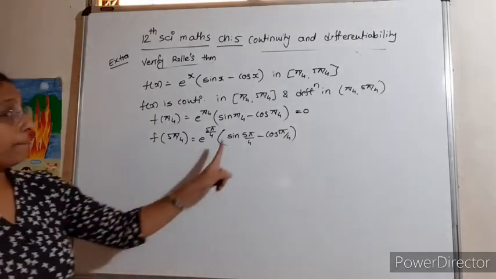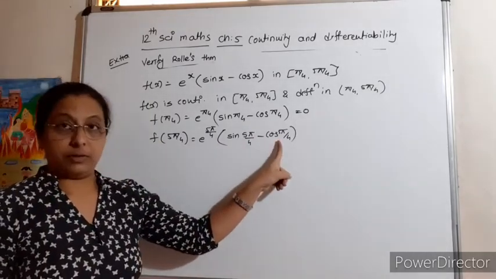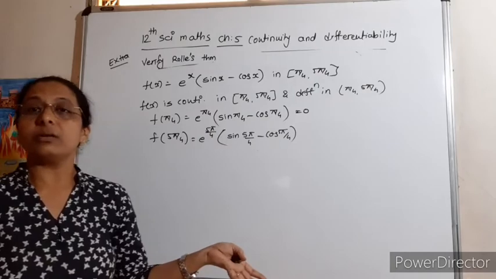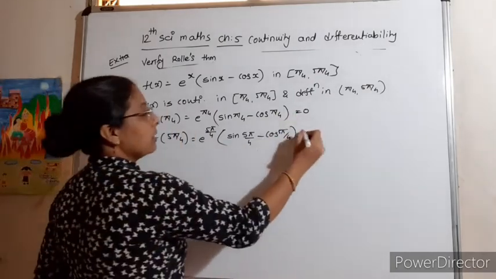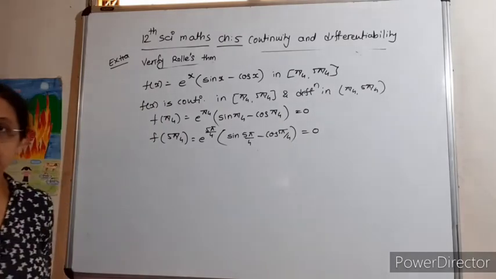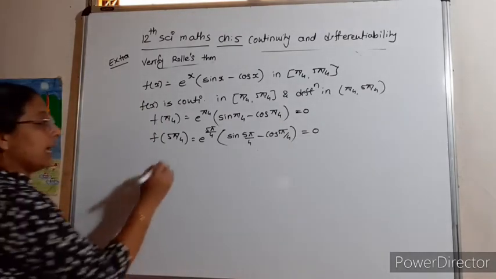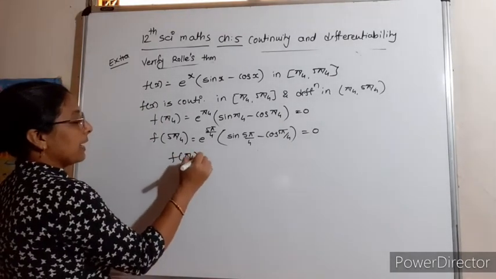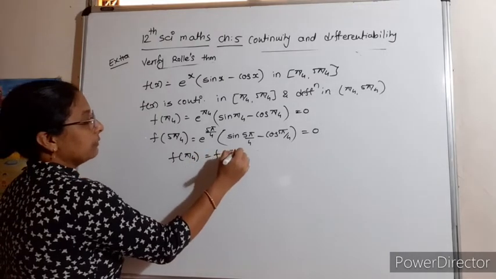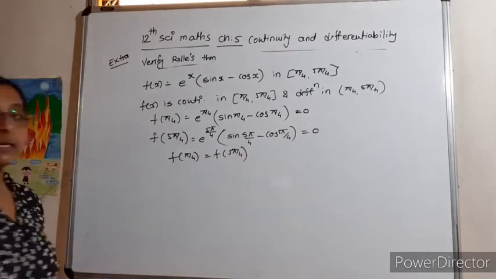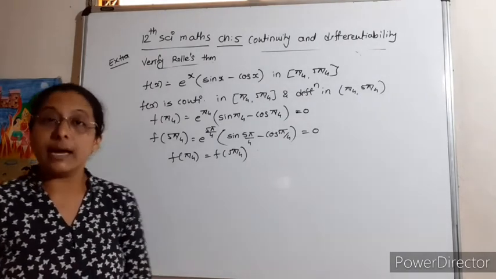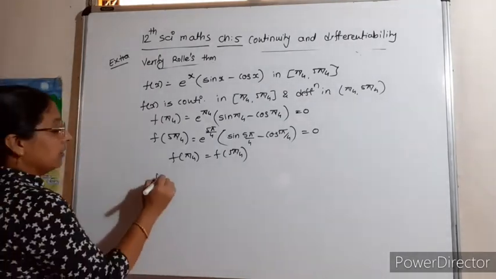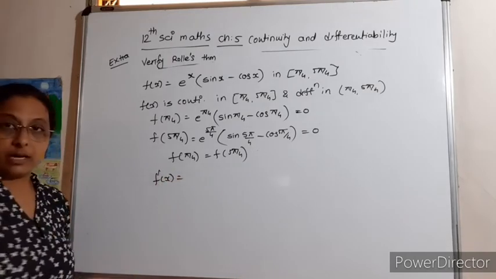Again, pi plus pi by 4, both sin and cos are negative in the third quadrant. Both the values are the same. That is, again it becomes 0. Right? Okay. So f of pi by 4 is equal to f of 5 pi by 4. We say that f of a is equal to f of b. That's why now we can apply Rolle's theorem.